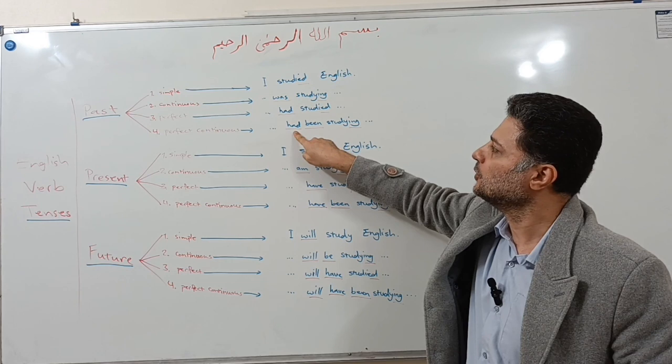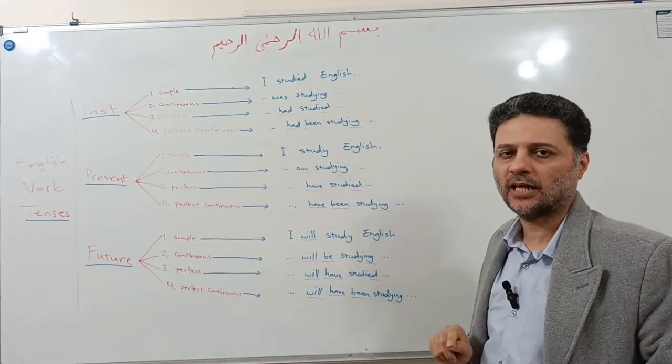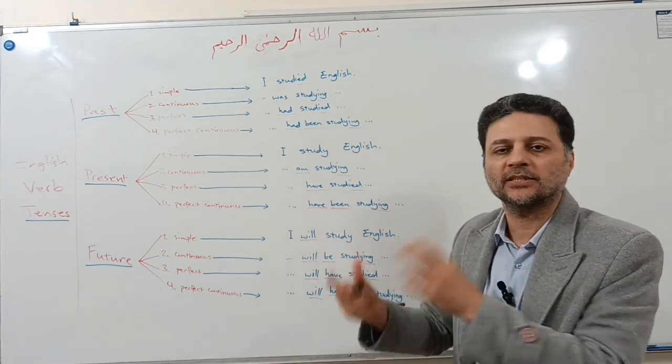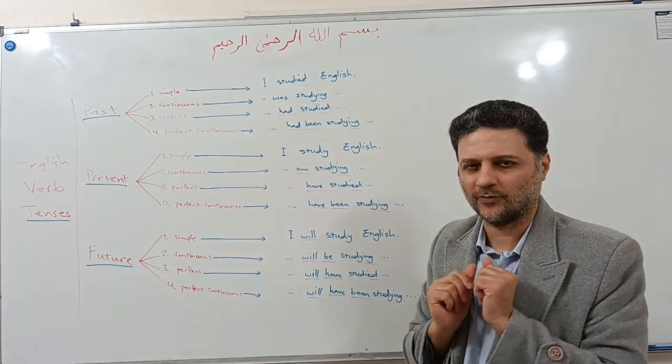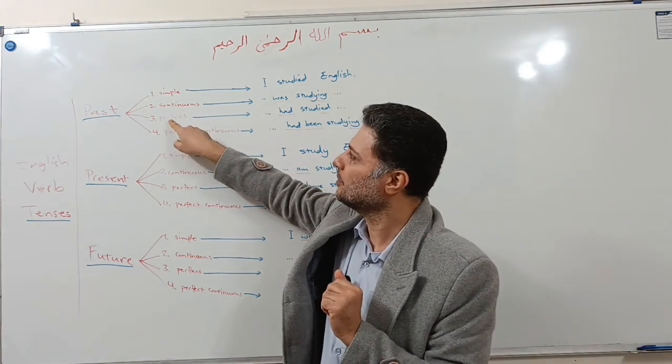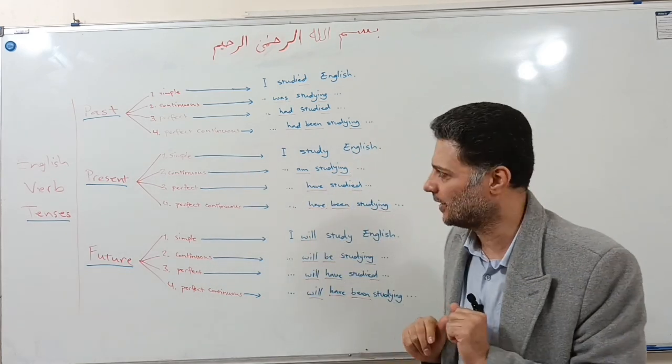We use had plus been plus verb plus ing. I had been studying. Well, obviously, to make it very simple, to cut the story short for you, it's something like the combination of the second one and the third subcategory. All right? Something like that, okay?